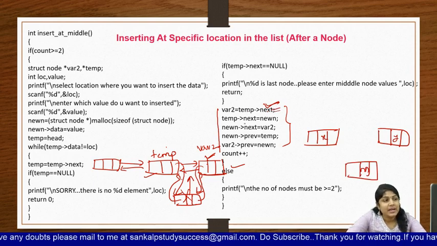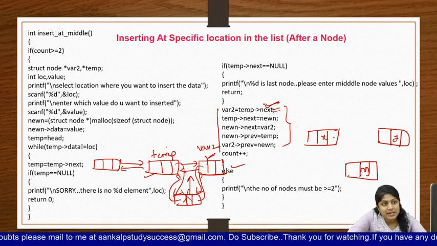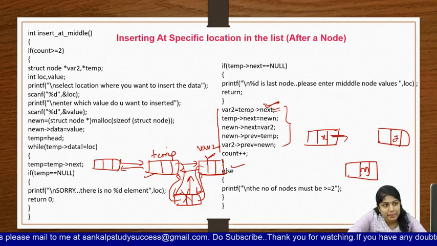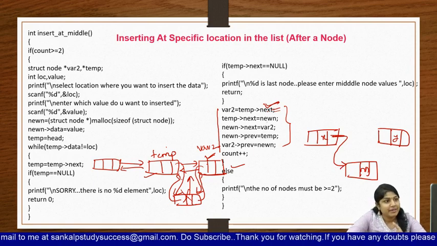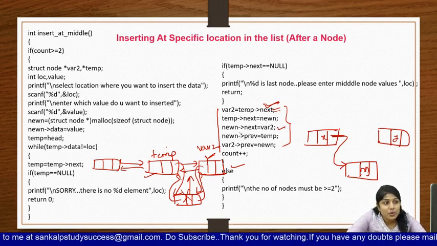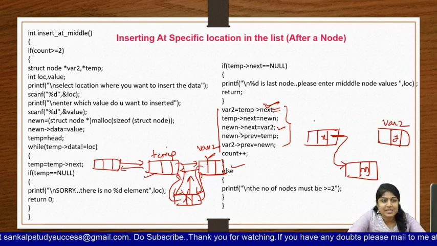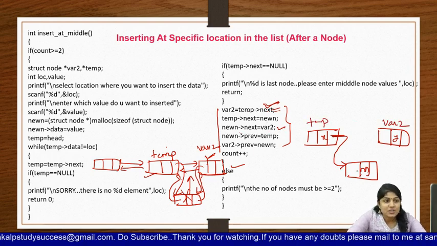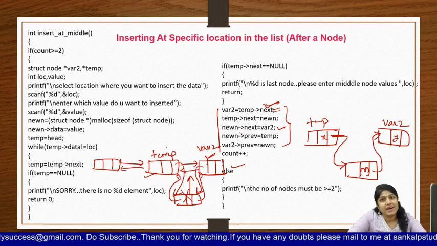సో నెక్స్ట్ స్టెప్ temp to next equal to new node. That means what? Temp to next, ఇదే కదా. So temp to next equal to new node. Okay, fine. And the next one, new node to next equal to what? var2. This is var2, right? This is temp, right? So new node to next is what? This one. New node to next is var2.